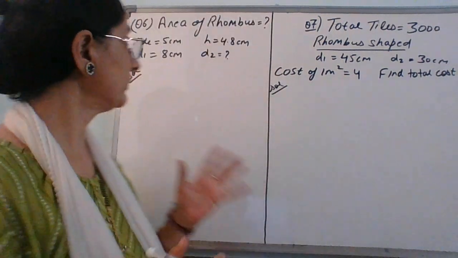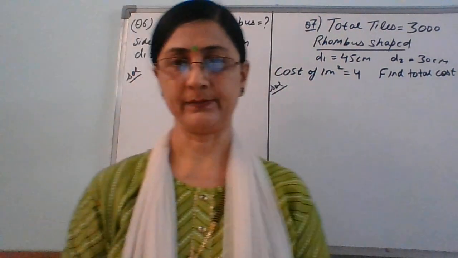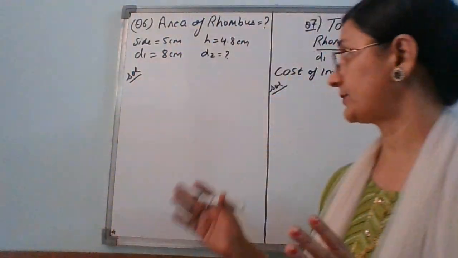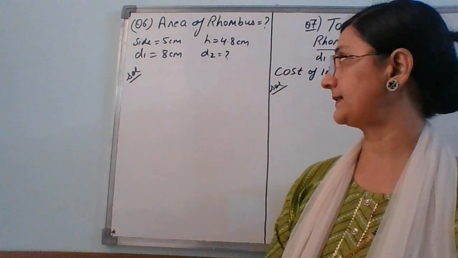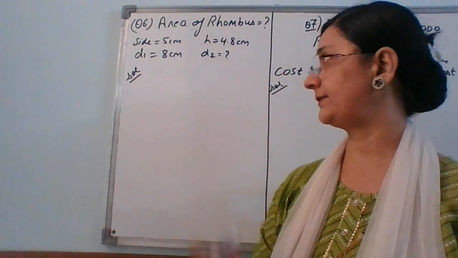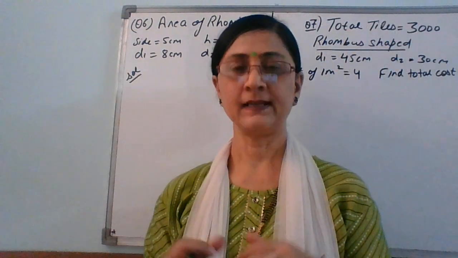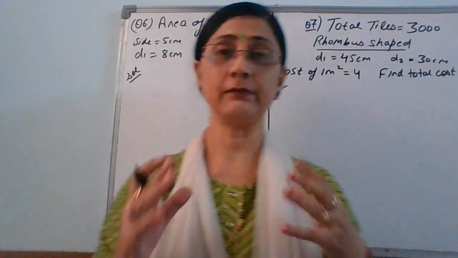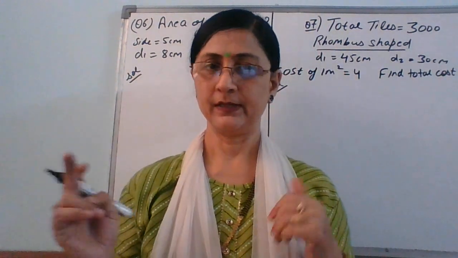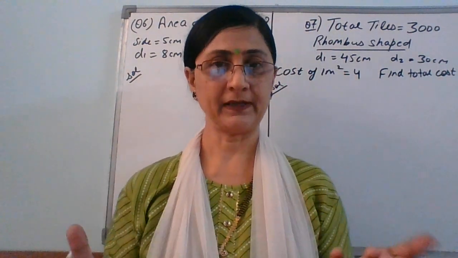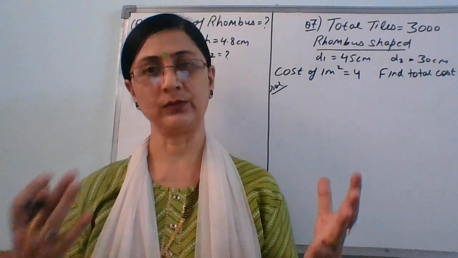Okay, students, now we'll be doing question number 6 and question number 7. In question number 6, what do we have? We have to find the area of a rhombus. When one side is given, height is given, one diagonal is given, we have to find the other diagonal. But the other diagonal can be found if we have the area, because area is equal to half d1 into d2, right? If we don't have the area, how can we find it? So we'll find another way to find the area.